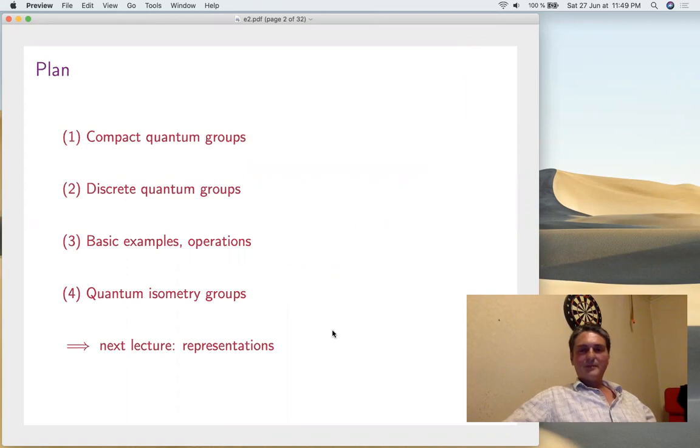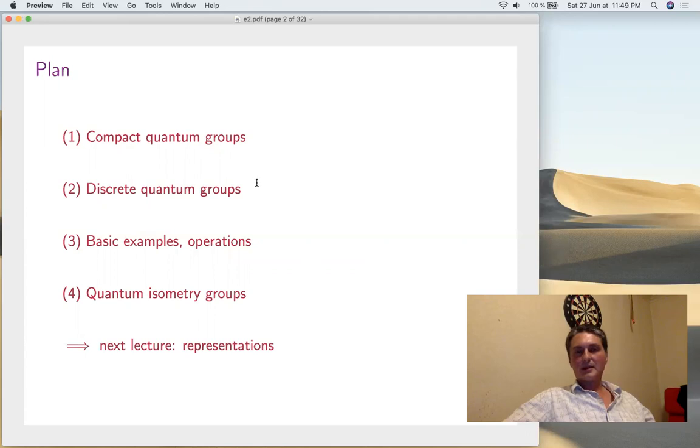So what we learn today: the definition of compact quantum groups, the definition of discrete quantum groups, also basic examples of such beasts and operations on them. And finally, we'll do some quantum isometries. Why this? Because in the first lecture, we talked a lot about non-commutative spheres and tori, and the tori will show up quite naturally in relation to these quantum groups. For the spheres, you have to work a bit to consider quantum isometries of these spheres, the three ones that we introduced in the previous lecture, and show that all this is compatible.